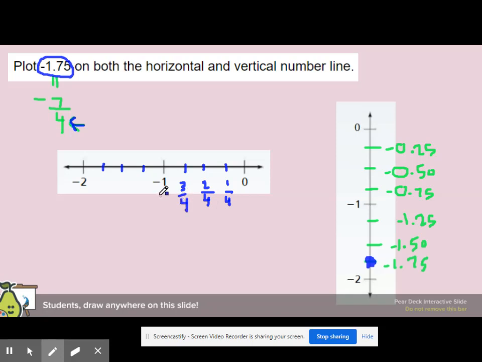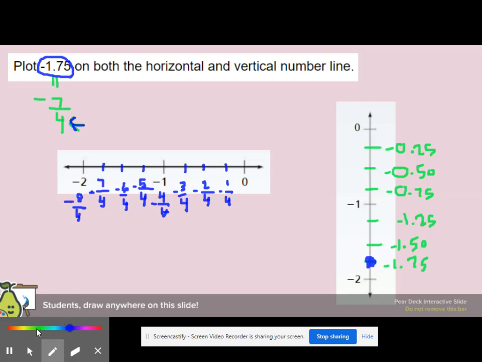3/4, 4/4, 5/4, 6/4, 7/4, 8/4. And they all went backwards to the left of 0, so they're all negative. And I am looking for 7/4. So I would find where 7/4 is and put a dot. Okay? That's all I'm doing.